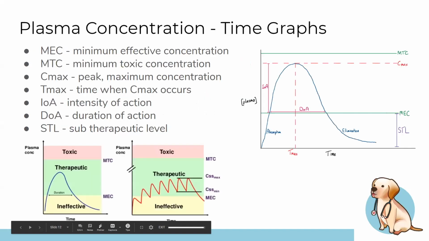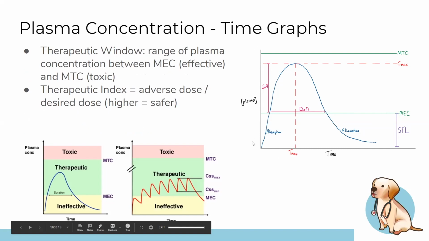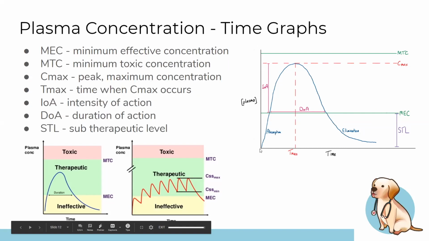So have a quick look at plasma concentration time graphs. So there's a few key things to note. So on the x-axis, you have time, and on the y-axis, you have the plasma concentration. So this lower green line here is your minimum effective concentration. So the concentration of the drug in the plasma has to be above this line for it to produce an effect. And at the top, this green line, that's your minimum toxic concentration. So if the level of drug in your plasma is above that, then you'll start to see adverse effects. So we want to remain within this range.